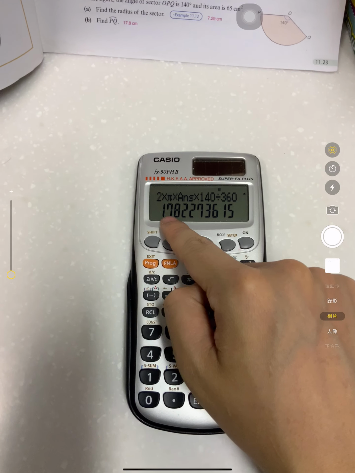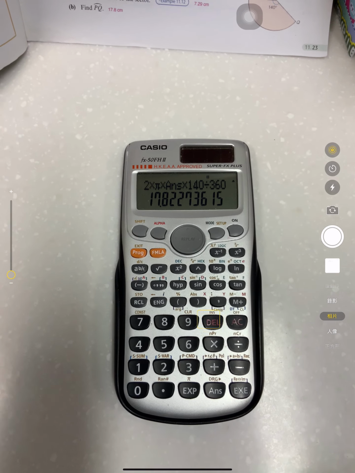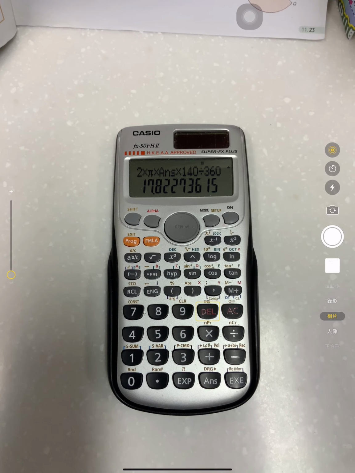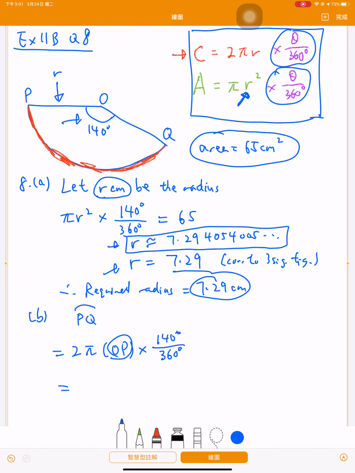The answer is 17.8, correct to 3 significant figures. The unit is cm. Okay, then we are done. This is one way to find the arc PQ. Okay, to avoid the problem, don't write down 7.29. Okay, and we have another way.